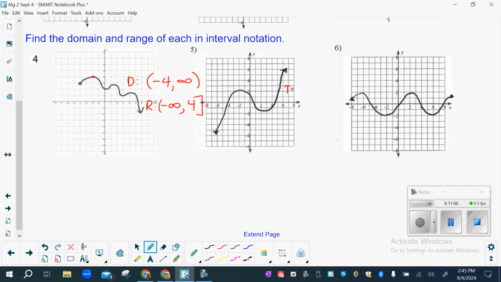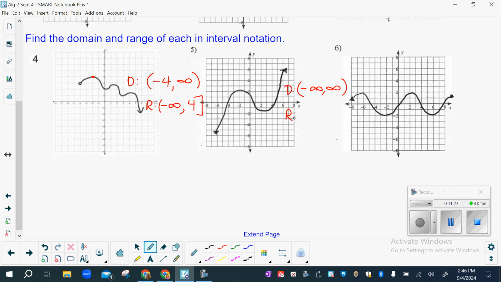Okay, so what about for number 5? I'm going to call on a group. So this group back here. Tell me the domain for number 5. Negative infinity to infinity. That's right. And then what on each side of those? Parentheses or brackets? Yes. Always with infinity we put parentheses.